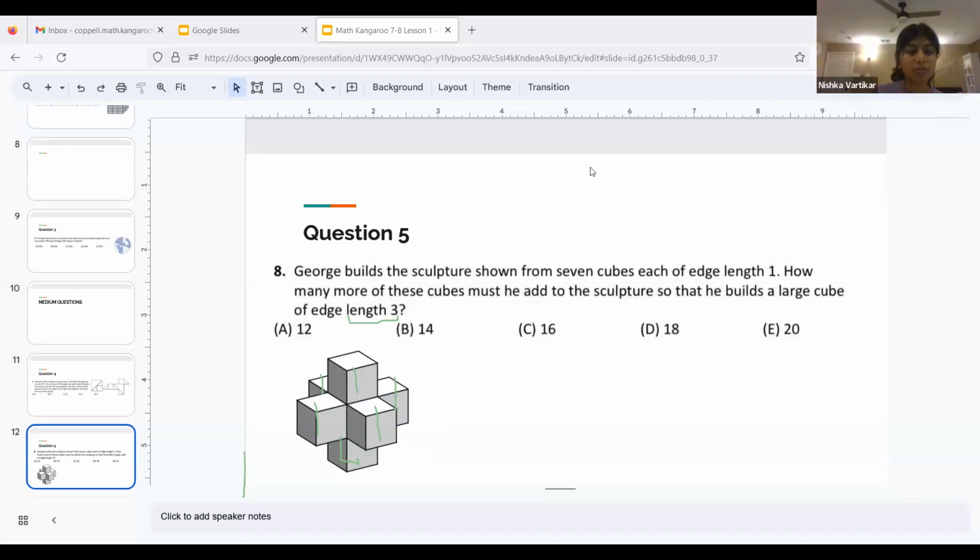But remember, go ahead. This question actually says George builds the sculpture from 7 cubes. So don't be tricked by the diagram. There's actually 7 cubes. There's probably one hiding in the back somewhere, or in the middle. Yeah. So you know that there are 7 cubes, right? And you want the final cube to have an edge length of 3. So what would the volume of the final cube be?